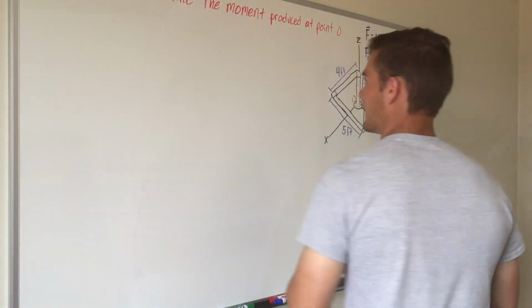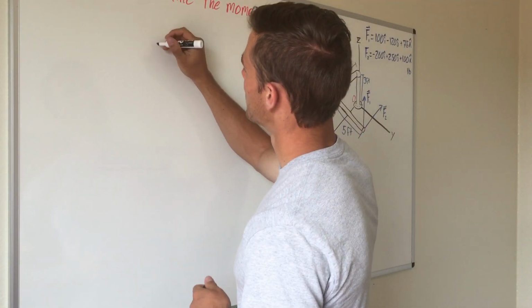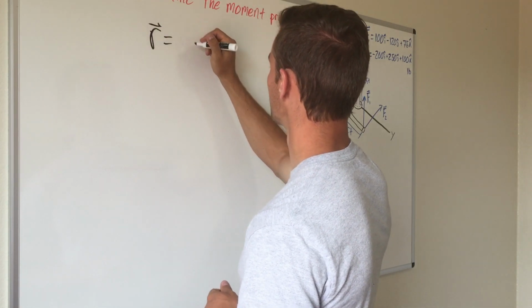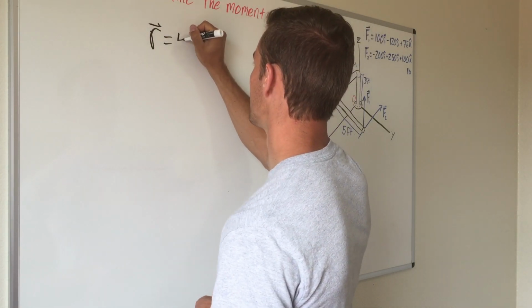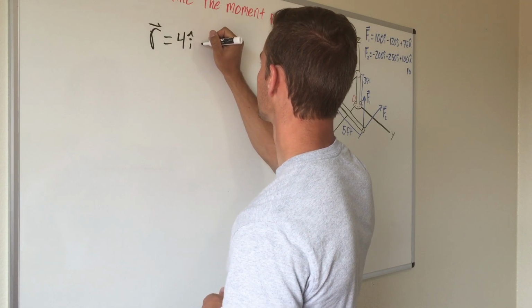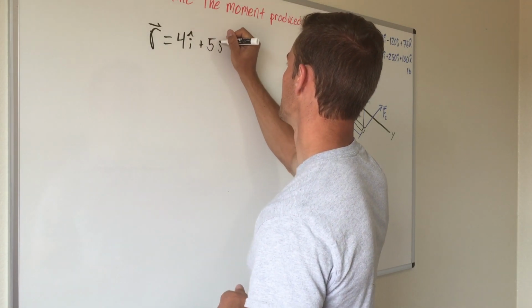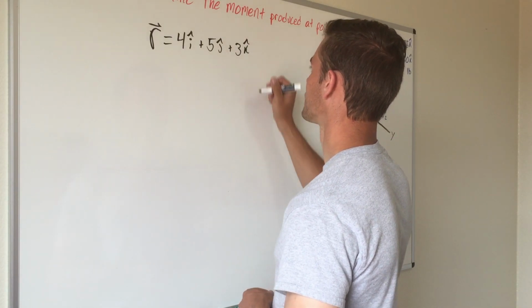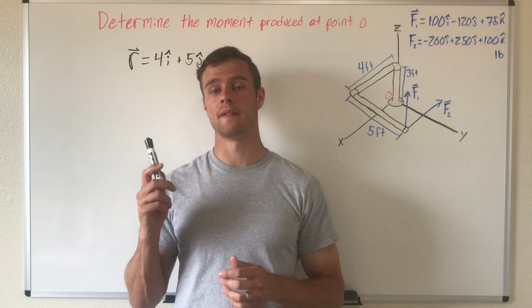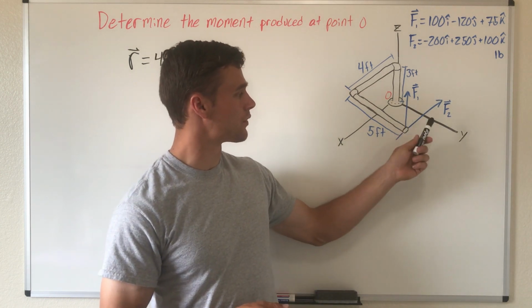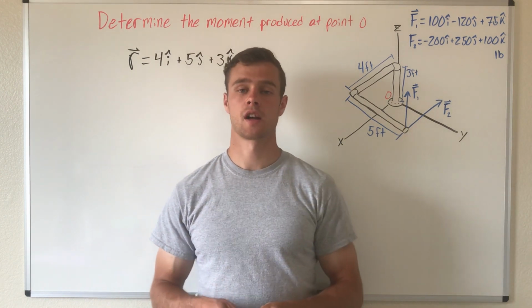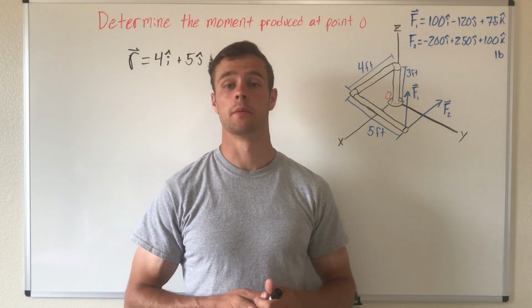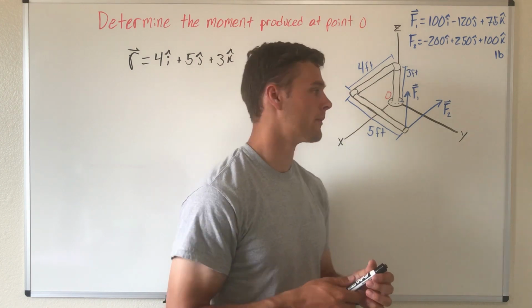So we can write that our moment arm, we'll call it R, in vector form, is going to be 4I plus 5J plus 3K. So now that we've got our moment arm in vector form, we're going to want to add up our two forces so that we can take the cross product of our moment arm and just one force, and that way we can find the magnitude of the moment about point O.